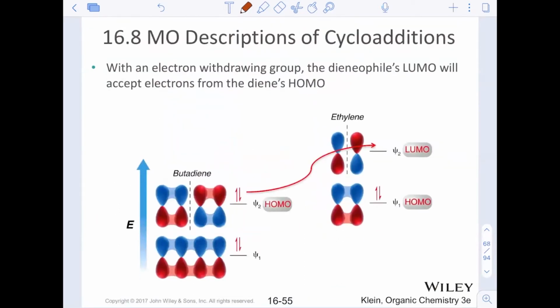And so with the electron withdrawing group, the dienophile's LUMO will accept electrons from the diene's HOMO. All right, so the diene is usually more electron rich, and so it is looked at as the nucleophile to start off this idea. And so we literally see the diene HOMO electrons popping electrons into the electrophile ethene's LUMO, okay? Now it's this interaction, the HOMO and the LUMO, that we want to see occur, okay?